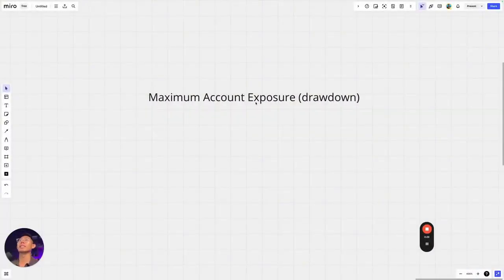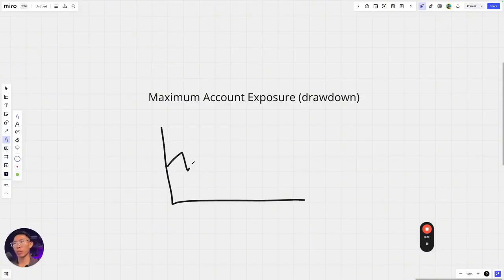Quite simply put, it's basically your drawdown. You know how when you enter a trade, let's say, once again, this is a chart right here. And let's say you enter for a buy position at this support level right here. And price actually ends up going against you for a little bit.